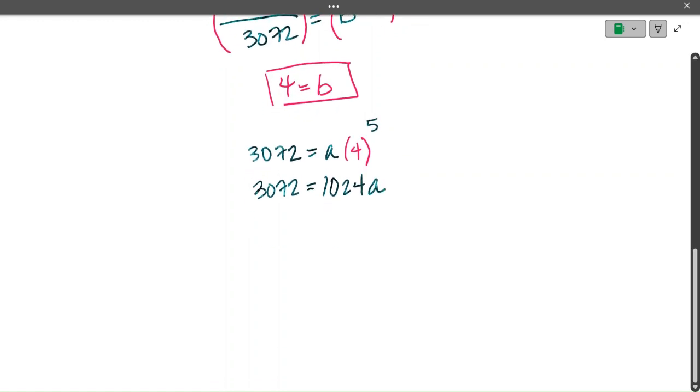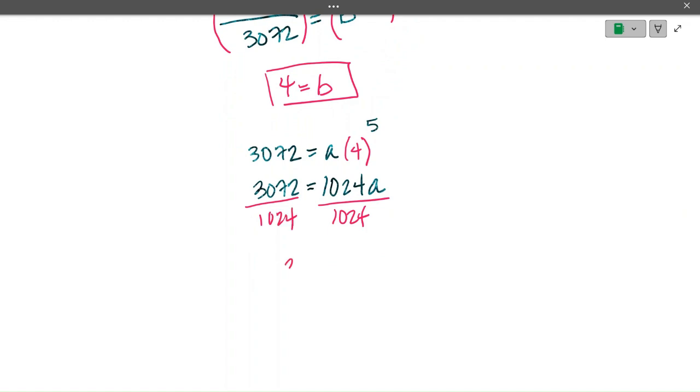And now we're in a great place because this is a one-step equation. We know how to solve this. I'm dividing by 1024 on both sides. And when I do that, I get 3. So now that I know a and b, I can write my final equation, which is y equals 3 times 4 to the power of x.